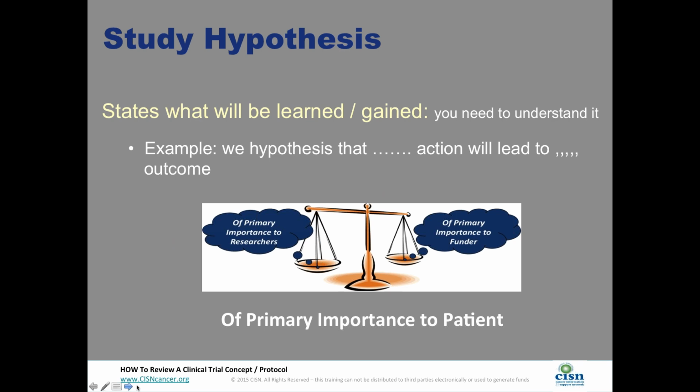There'll always be a study hypothesis, and this kind of sums up the whole entire background. We hypothesize that blank, blank, blank action will lead to whatever outcome. And remember that researchers are going to have things that are important to them. Funders are going to have things that are important to them. And as patients, representatives, advocates for patients, we have things that are important to us. So I think the study hypothesis helps condense what's happening, and it's a good way to make sure that you really do understand why they're doing the study.